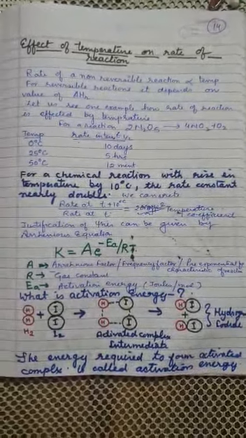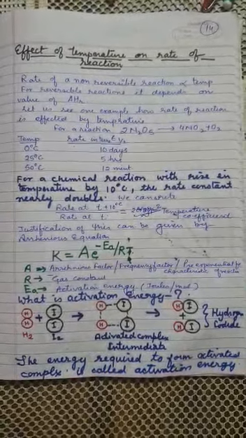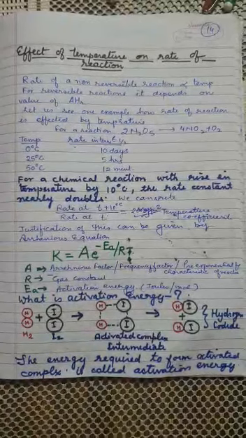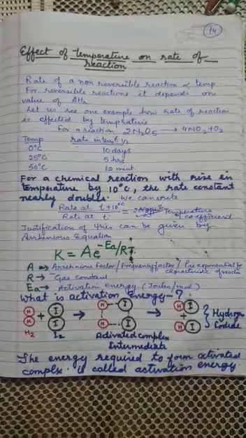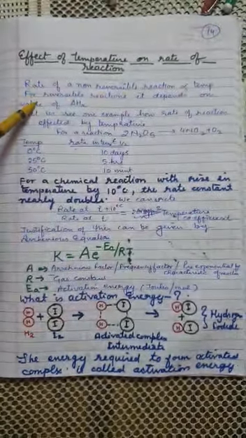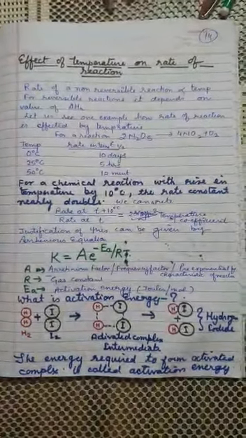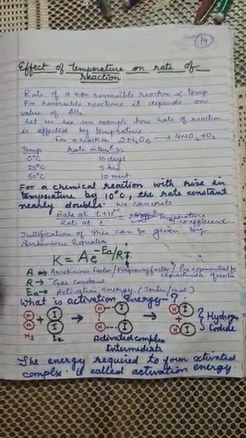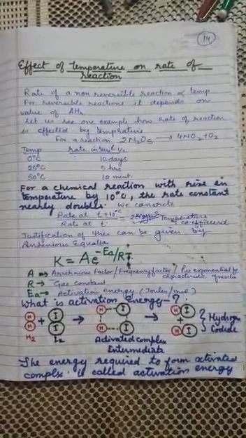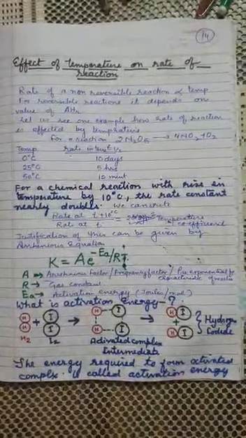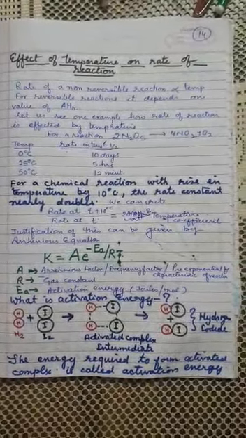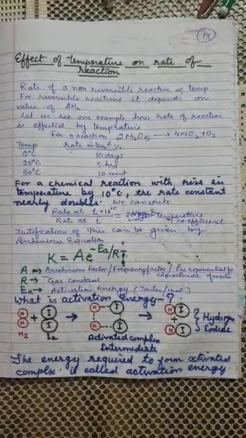Now children, let us see the effect of temperature on rate of a reaction. It is a general observation that in a non-reversible reaction, the rate of reaction increases as the temperature increases. Non-reversible I am specifying here because in a reversible reaction the temperature dependence depends on the value of delta H, because we know in a reversible reaction equilibrium is attained and the effect of any change is nullified.